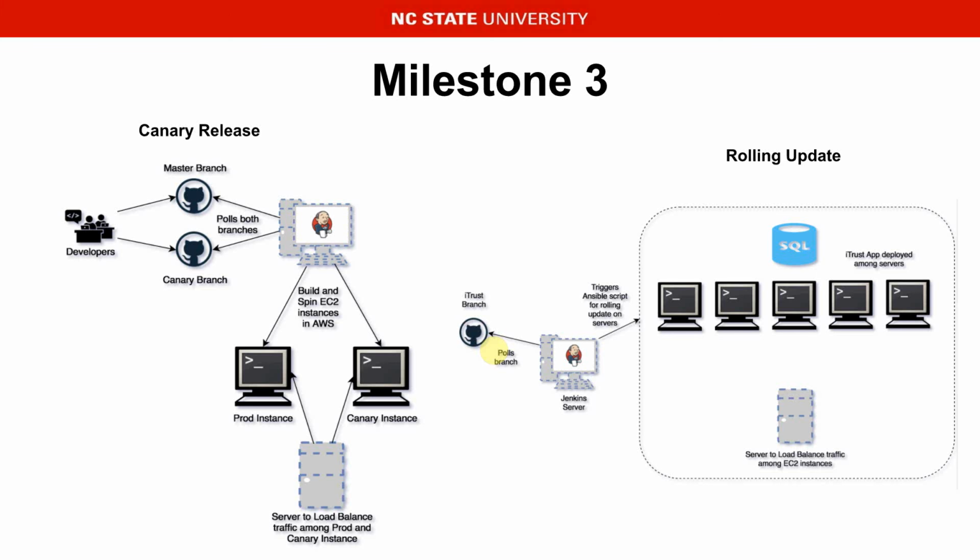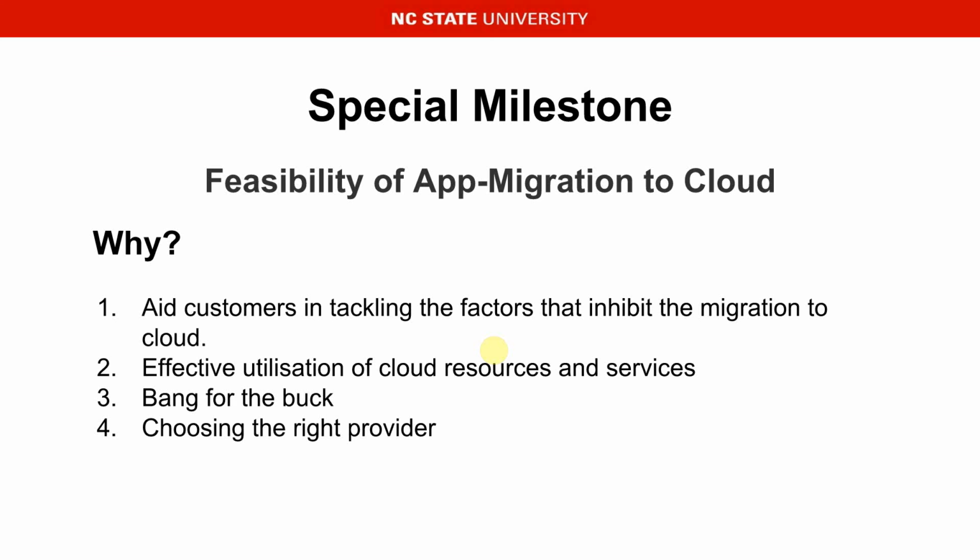Now, moving on to the final special milestone, I would like to shift the focus now over to the customer who would use a DevOps pipeline to deploy the application to the prod, that is a cloud. But before they do that, they need to be aware of various factors of the application that might inhibit their move to the cloud. These factors would result in ineffective utilization of cloud resources, and essentially they would not see any edge over their competitors and not gain much profit.